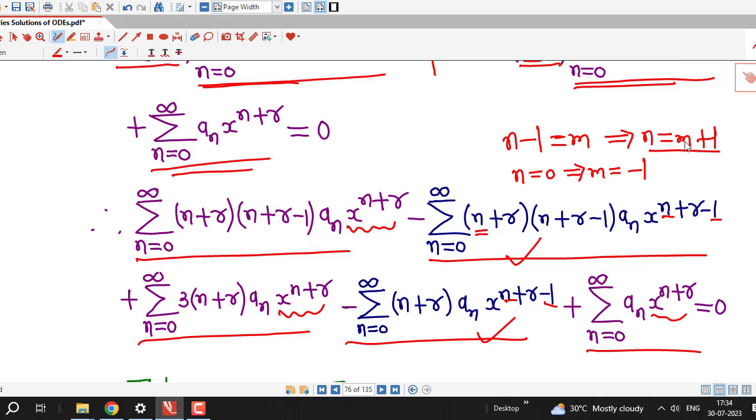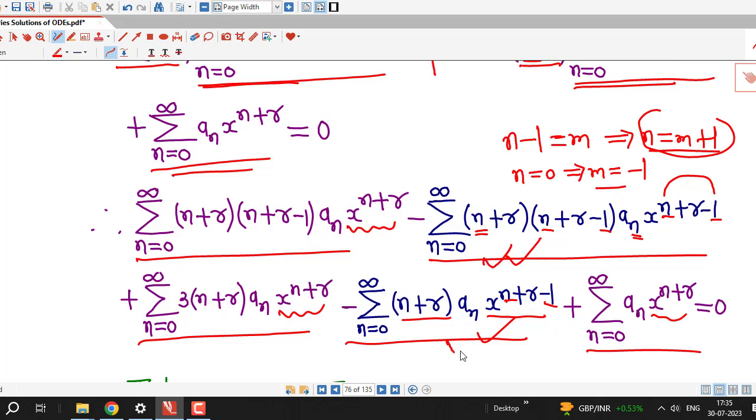This n will be replaced by m plus 1, so we will have m plus r plus 1. This n minus 1 will be replaced by m, so we have m plus r. N will be replaced by m plus 1, so we will write a m plus 1. Here n minus 1 is replaced by m, so we have x raised to m plus r. Same thing here, n will be replaced by m plus 1, so we will write m plus r plus 1 here, a suffix n, that is a m plus 1, and this is x raised to n minus 1 is m, so m plus r, and m is starting from minus 1 to infinity.